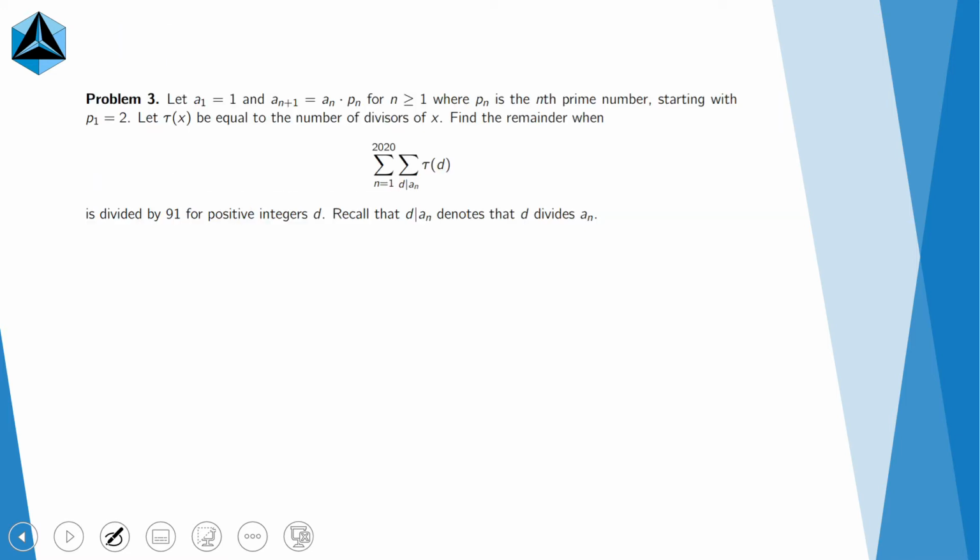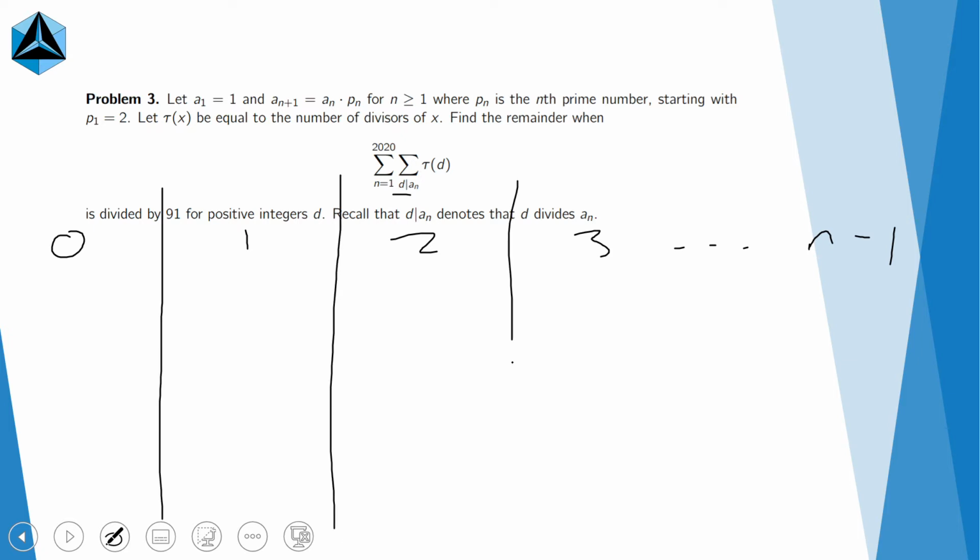So what we're going to do is first classify all possible d that divide a of n into n different groups. The groups are labeled by the number of prime factors that they have. So we'll have a group 0, a group 1, a group 2, a group 3, all the way to a group n minus 1. For each group, we want to evaluate tau of d so we can sum them all together.